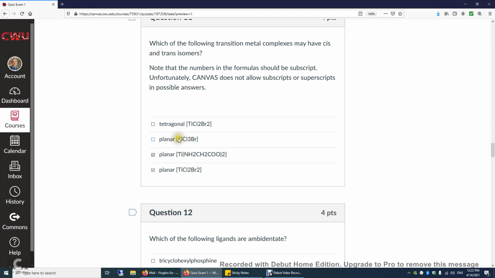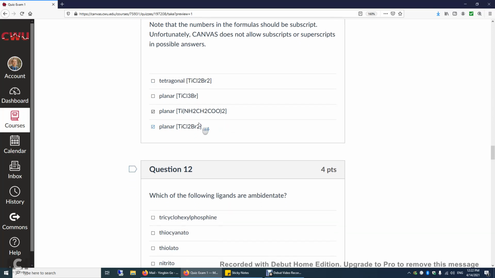This one does not have cis or trans because you have 3 chlorido ligands. This one looks right, but it's tetragonal. It's tetragonal. So again, this one cannot have cis or trans.